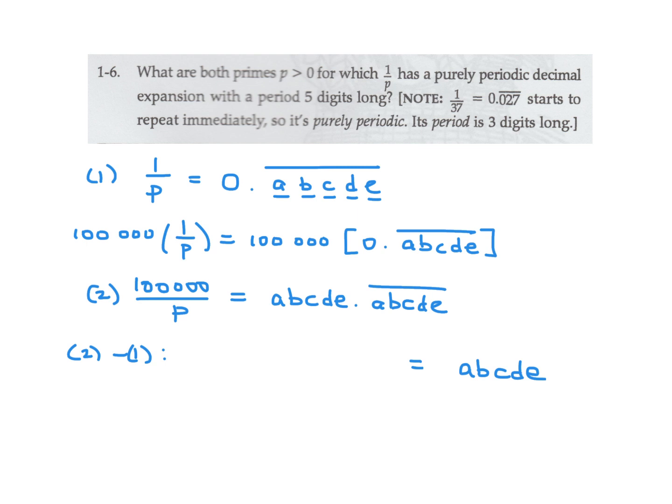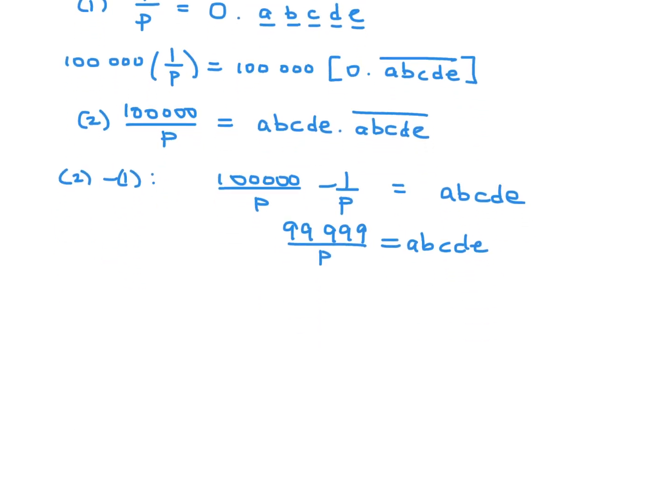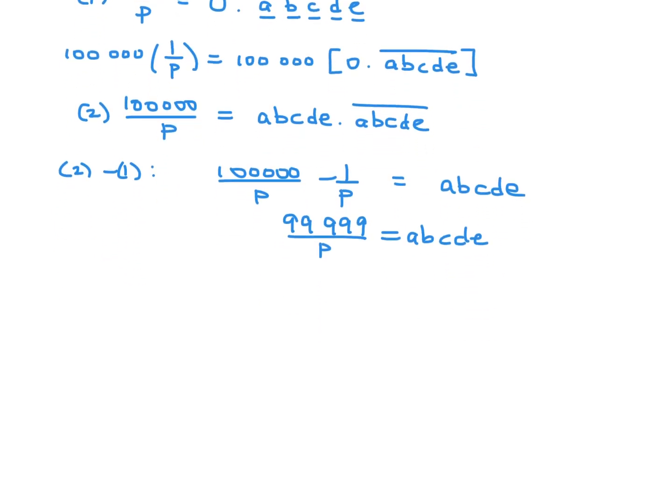The other side, what happens? Well, let's just write it out. It would be 100,000 over p minus 1 over p. So that looks like 99999 over p is A, B, C, D, E. Okay, so that's pretty much the goal there. Okay, let's cross multiply 99999, and then on the other side it'd be p times that A, B, C, D, E.